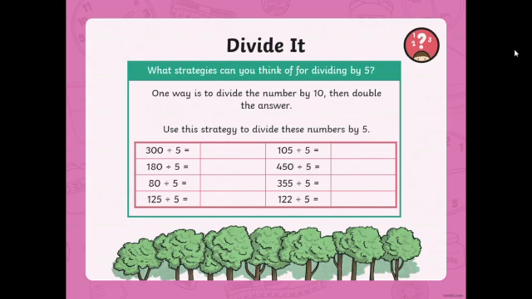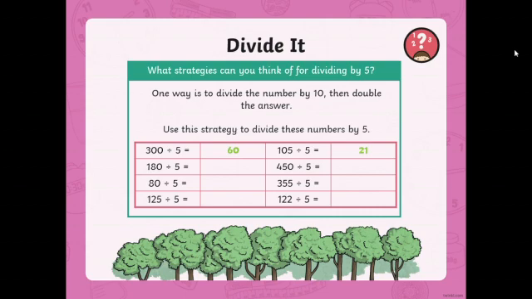So for example, in that first one, we've got 300 divided by 5. I divide that by 10, it gets me to 30. I double that, and it gets me to 60. The second one going across, 105 divided by 5. If I divide it by 10, it's 10.5. I double that, it gets me to 21. So I'll leave those other 6 blank for you, and if you want to have a quick go at those now, then pause the video and I'll come back and give you the answers.